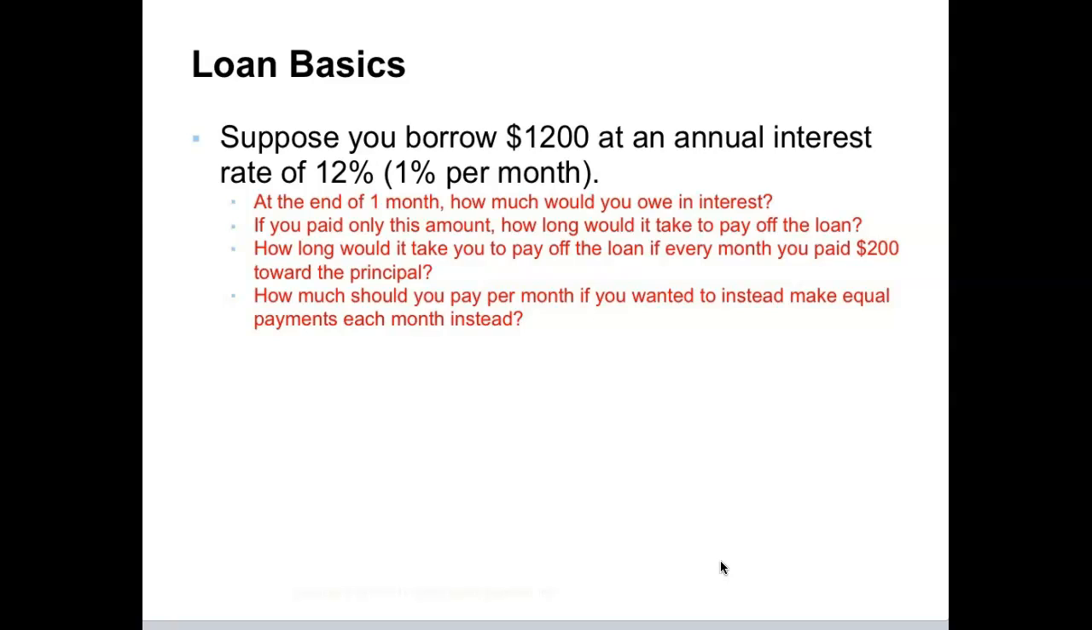Okay, I see that I put the bullet points in the correct order. Apologies. So all we have to do to figure out that first bullet is 1% of $1,200. That's 0.01 times 1,200, which is just $12. All right, so that's that first bullet point.